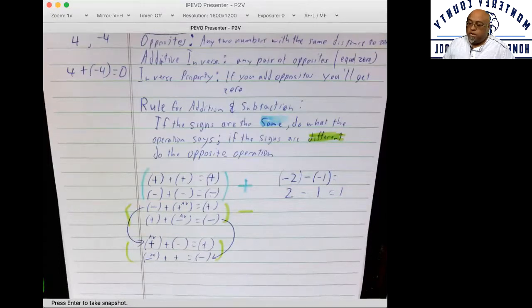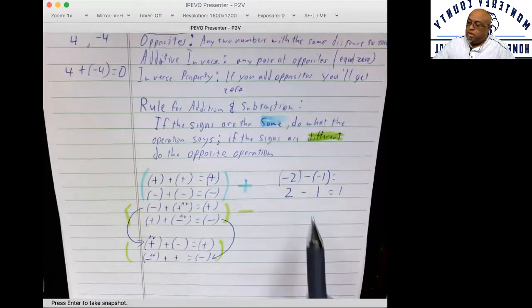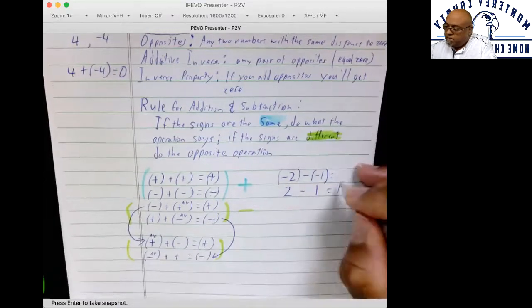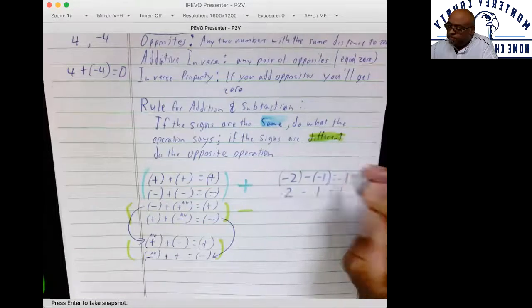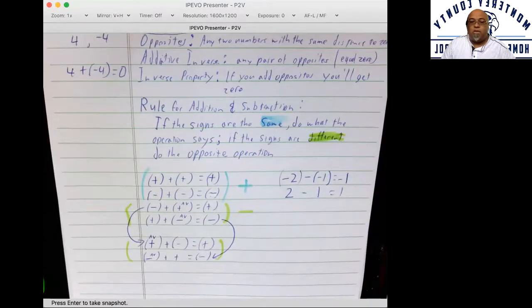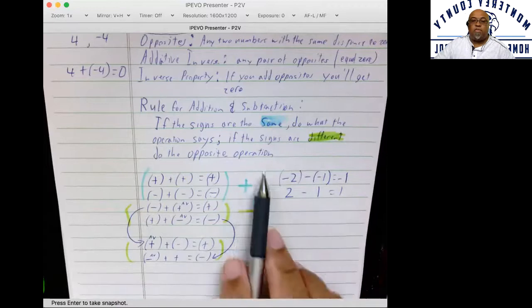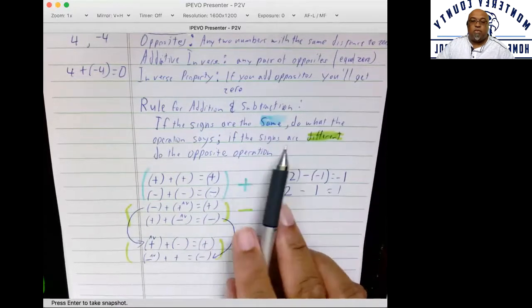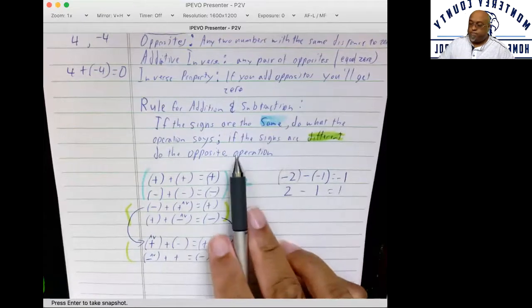But continuing on, I want to show you something. -2 minus -1 is -1. Okay? Now let's go back to the rule here. If the signs are the same, do what the operation says. If the signs are different, do the opposite operation.